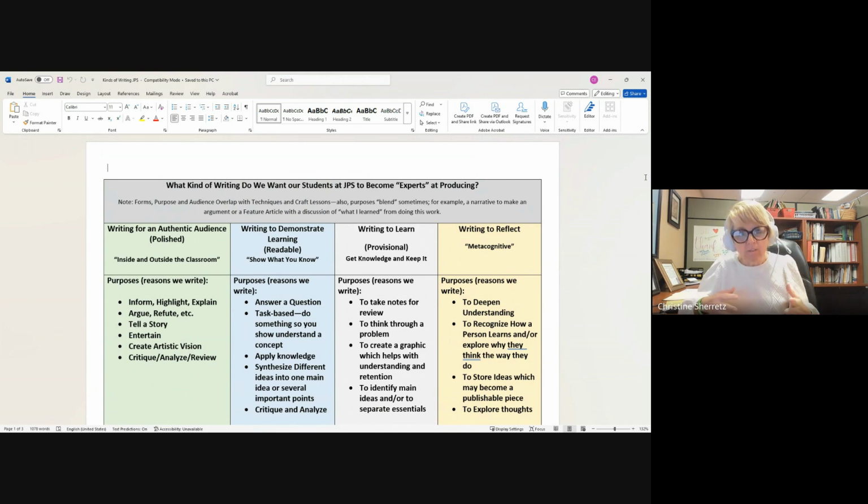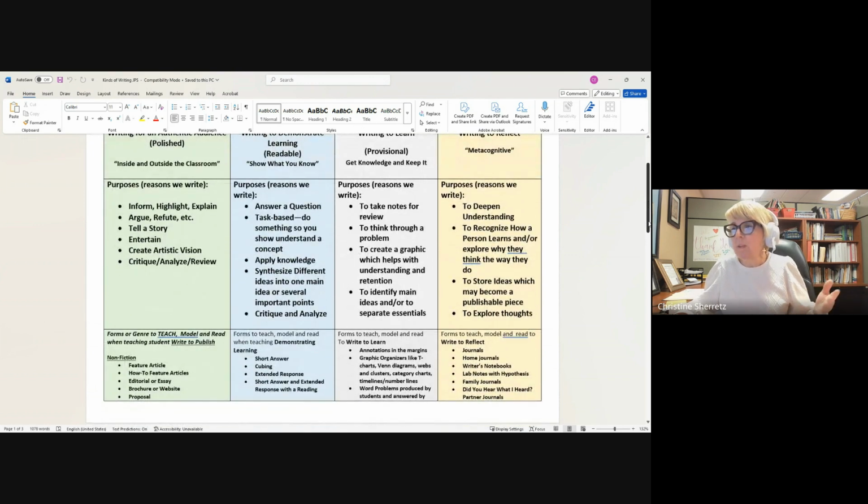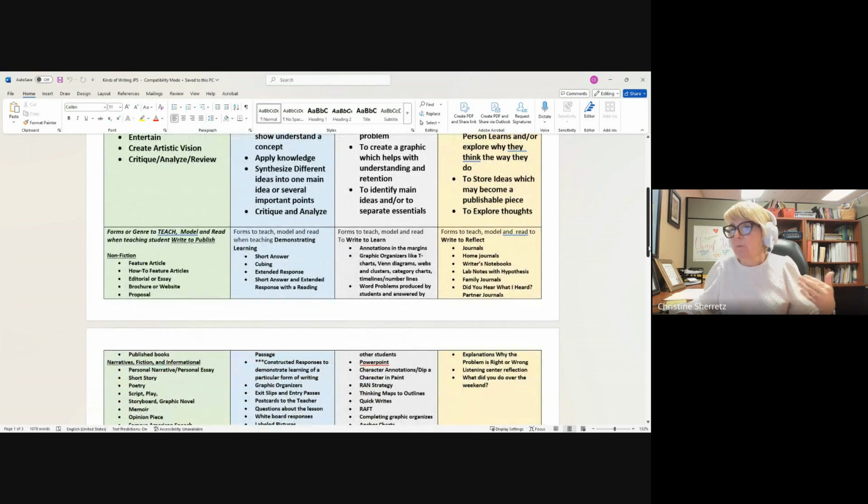This involves things like constructed responses, answering a question, task-based writing assignments, applying knowledge, synthesizing. It could be a short answer, an extended response. It could be an exit slip, postcards to the teacher.